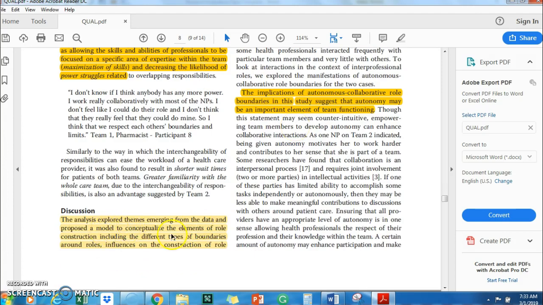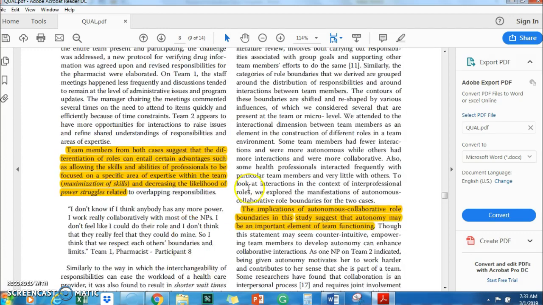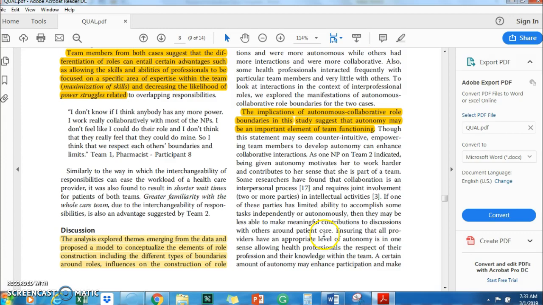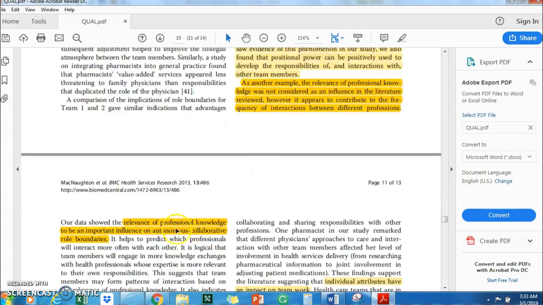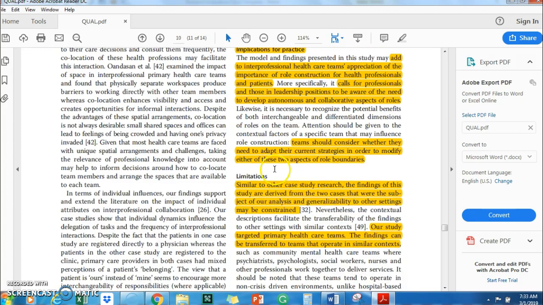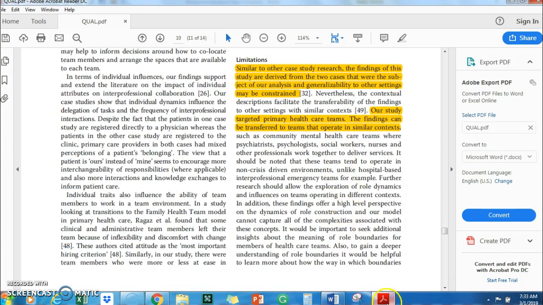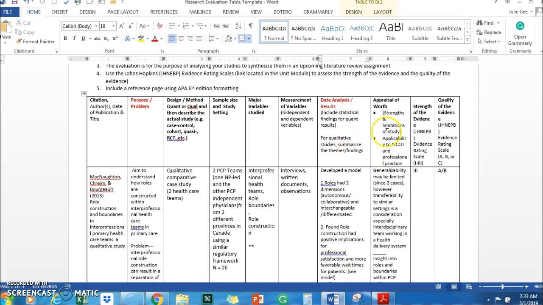And then here's the discussion, finally. Here is the discussion, which they talked a little bit more about the role boundaries, the implications, and the influences. So they did a really nice job with their discussion, I have to say. They talked about the limitations and all that, but let's go back to the table.